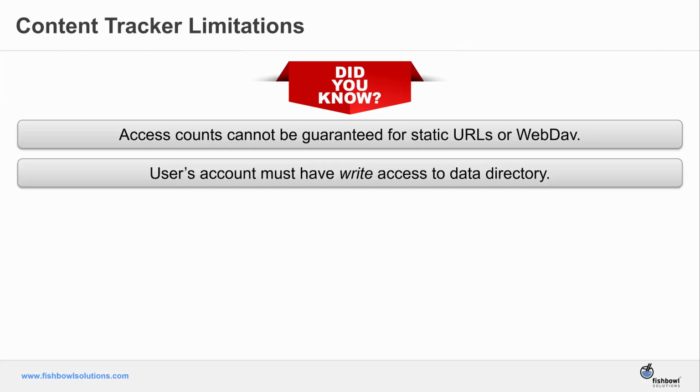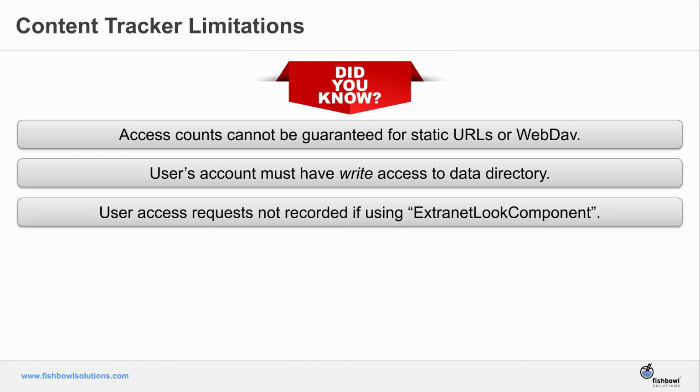The Content Tracker web server filter plugin runs in the authorization context of user access. So logs get created if they don't already exist, but only if the user has write permission to the data directory. Additionally, requests aren't recorded if using the extranet look component. So if there is a form or page that you use for anonymous access on login, Content Tracker can only record accesses from authenticated users.